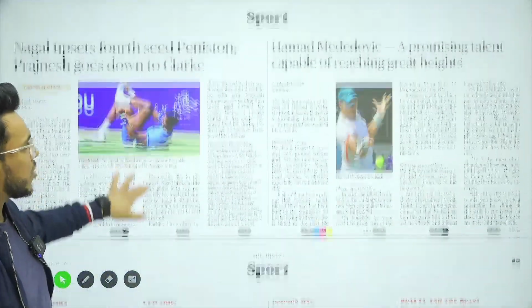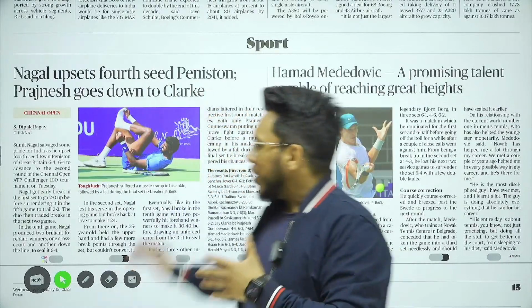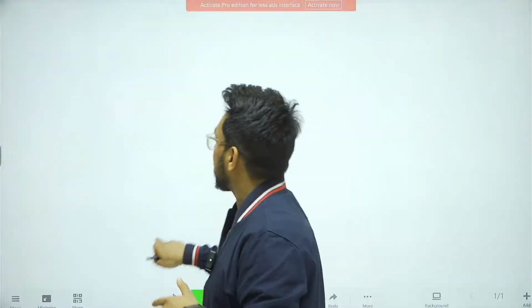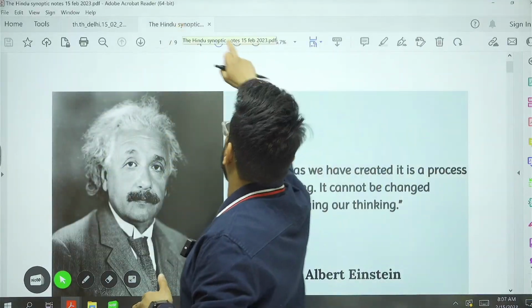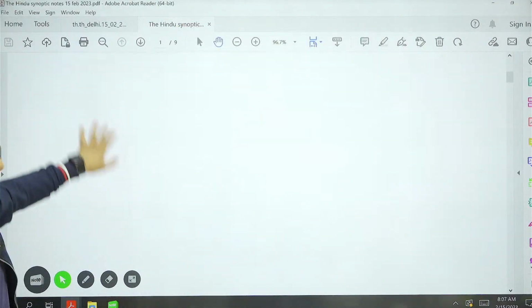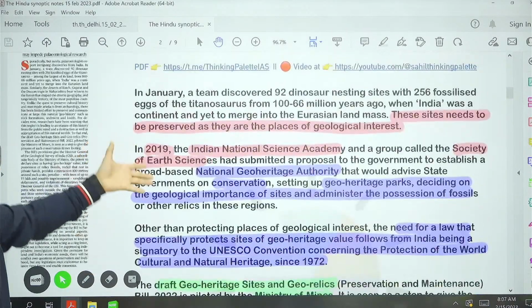And then we have the sports page. So this is an overview of this entire newspaper so that you develop the wisdom on your own as to what type of articles you should be careful about and what type of articles are not to be seen for the UPSC examination. Okay. Now let's discuss all the relevant articles in today's newspaper one by one in detail. And as I was telling you, we give the synoptic notes of every session. So guys, these are the synoptic notes that you can download from our Telegram channel.